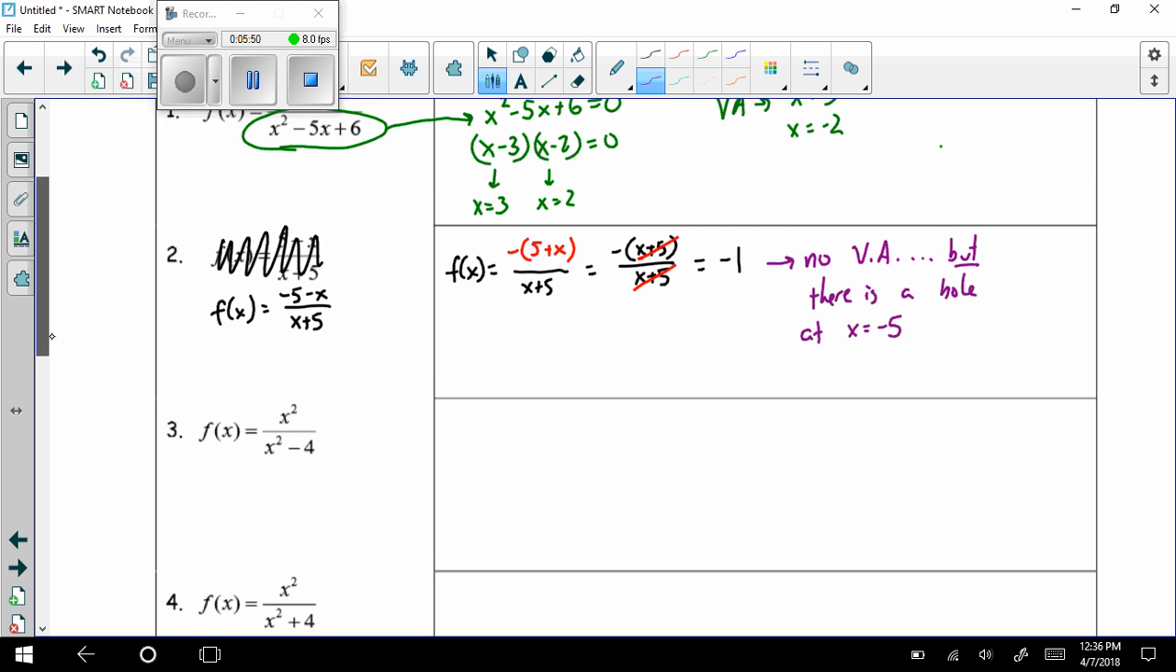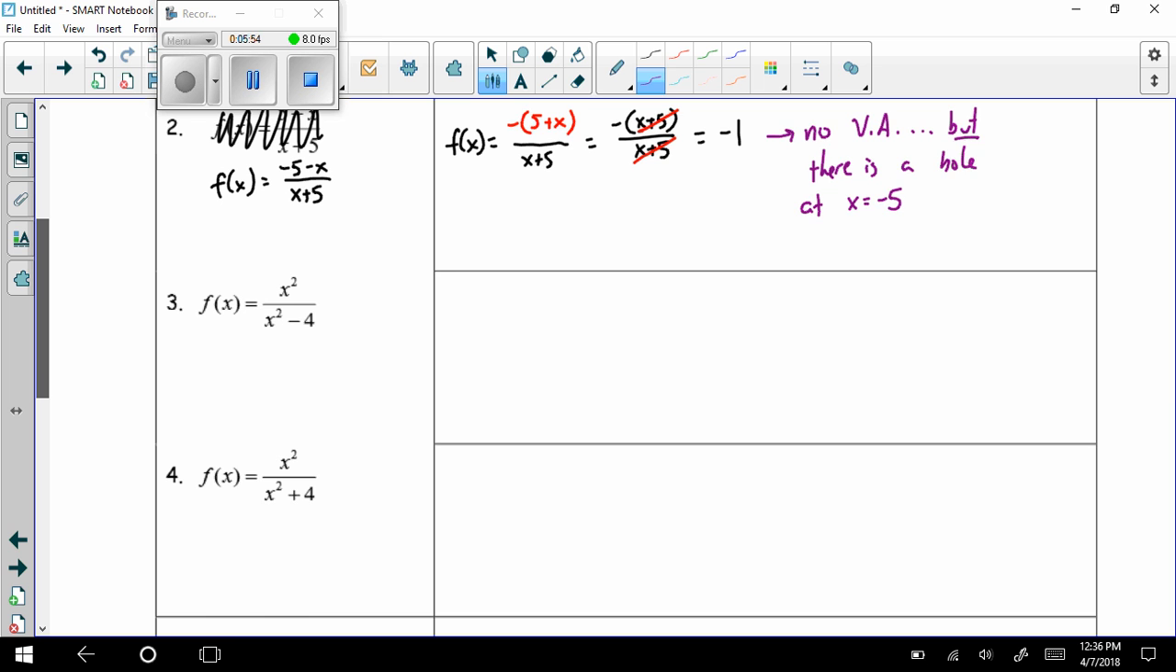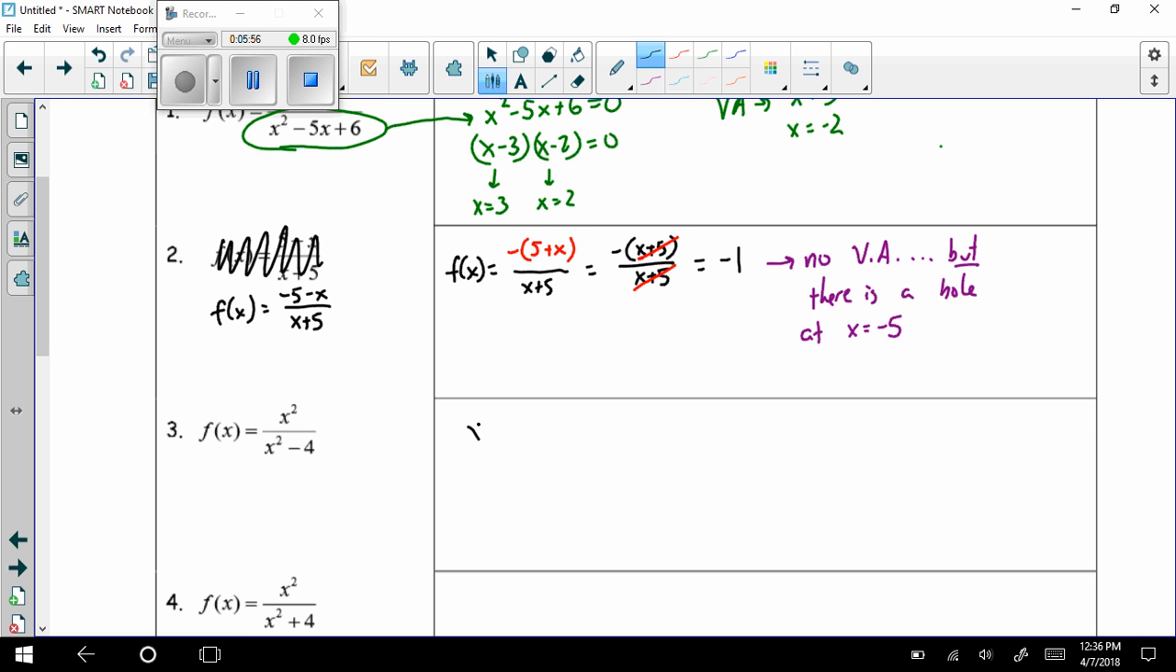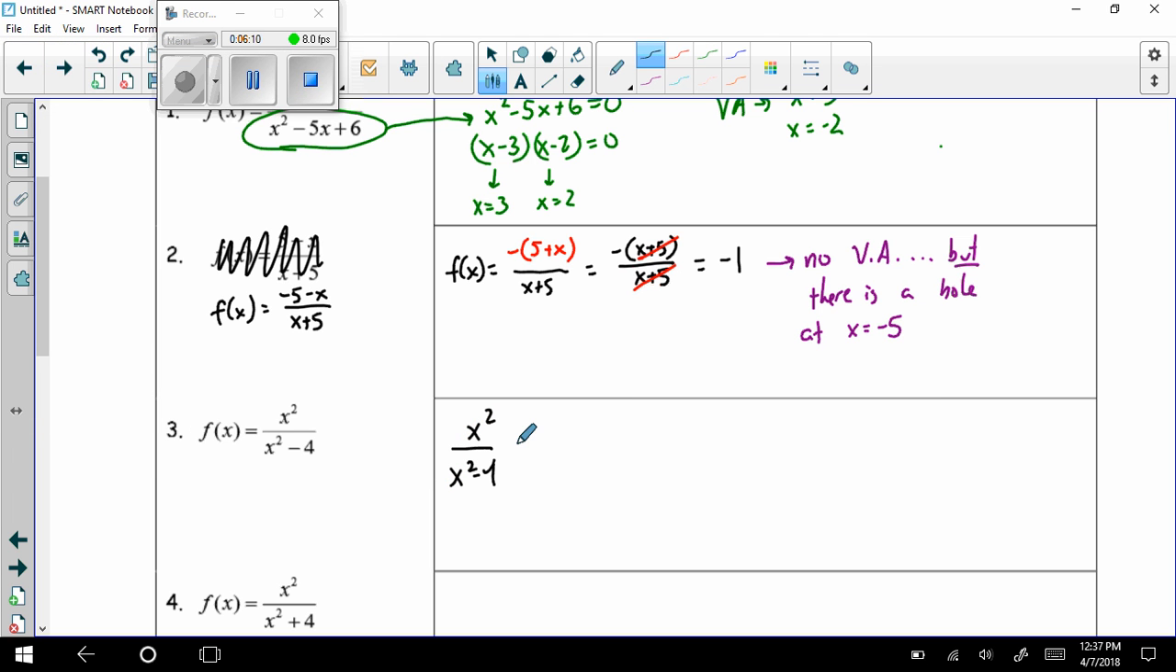Last but not least, oh no, I guess we have a couple more. Okay, so similar setup, x squared over x squared minus 4. We always want to try to factor first. Please do not be the person that goes, oh, these cancel. That's not how it works. You have to have a factor on the top and bottom in order to have them cancel. The bottom will factor then. So this becomes x squared over (x plus 2)(x minus 2).